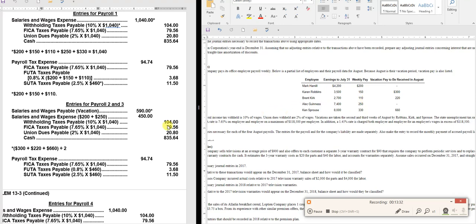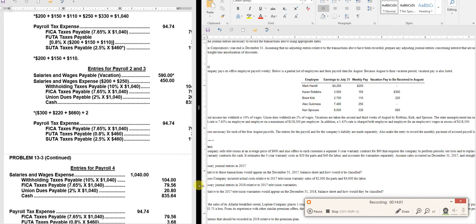And notice the taxes are basically the same. Okay, so kind of what's happening is they're getting their regular pay. So notice 300 is twice that, 220 is twice that, 660 is twice that. So they're getting vacation pay that they have already accrued in a previous period. And they're getting that for 2 weeks. And then the payroll tax expense is exactly the same.